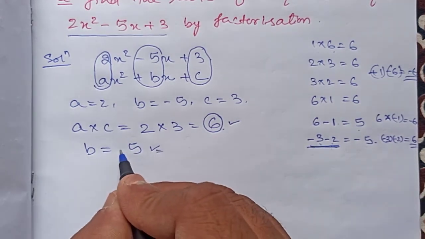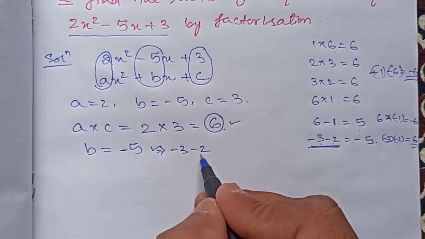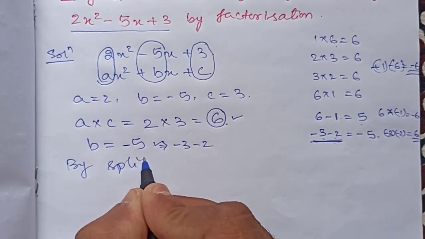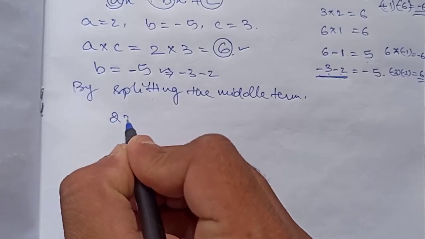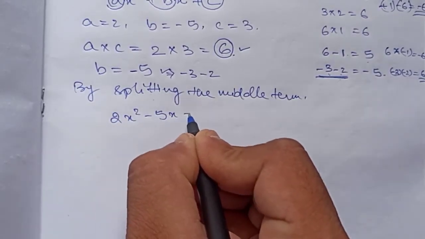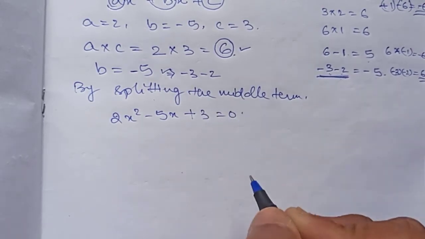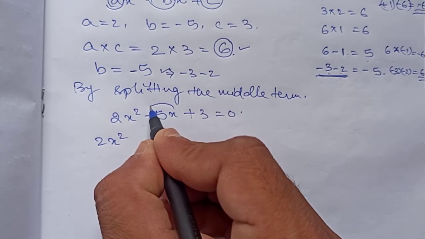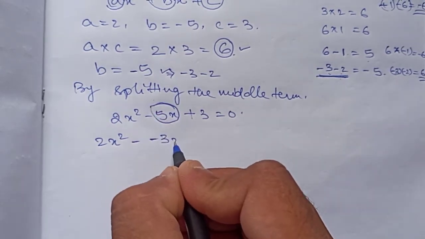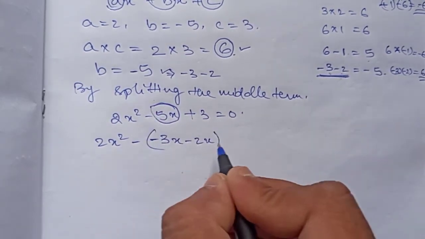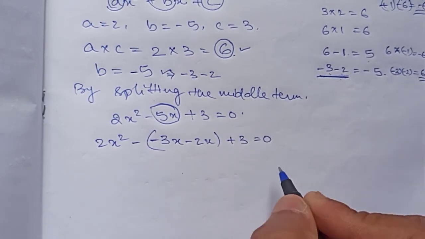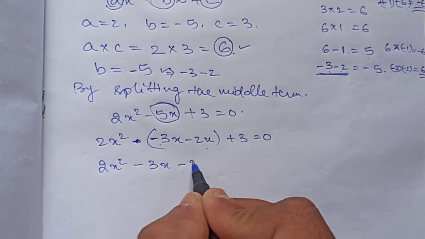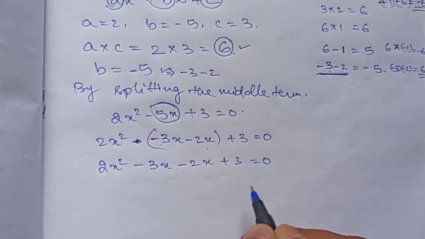So if I write minus 5 here, minus 3 and minus 2 will give us minus 5. By splitting the middle term, 2x square minus 5x plus 3 equals 0, we will write the two values here. In place of minus 5x we will write minus 3x minus 2x, plus 3 equals 0. Now open the bracket: 2x square minus 3x minus 2x plus 3 equals 0.